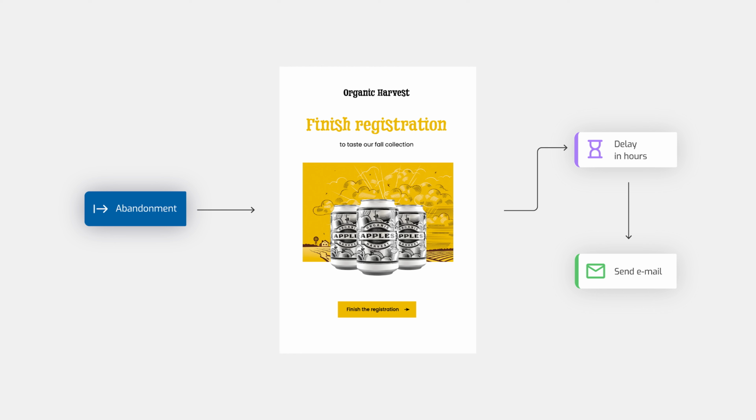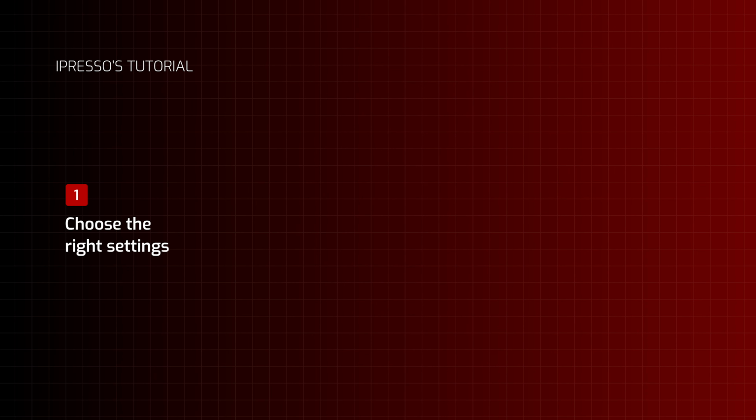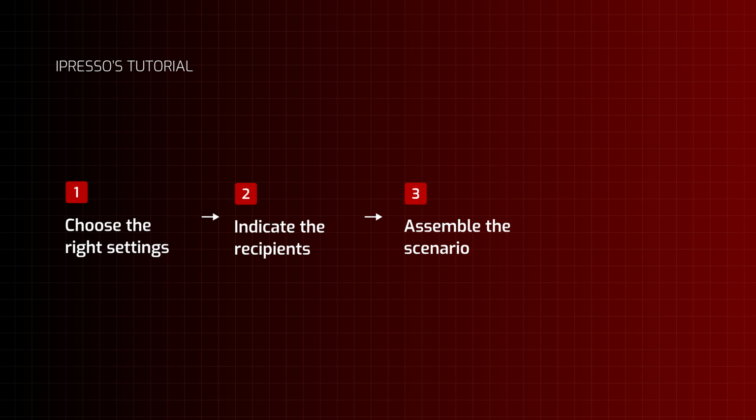To the point! Creating a scenario requires completing 4 steps. First, you need to choose the right settings, and then identify your audience groups. Then assemble and configure the scenario, and finally, run it. Let's start from the beginning.